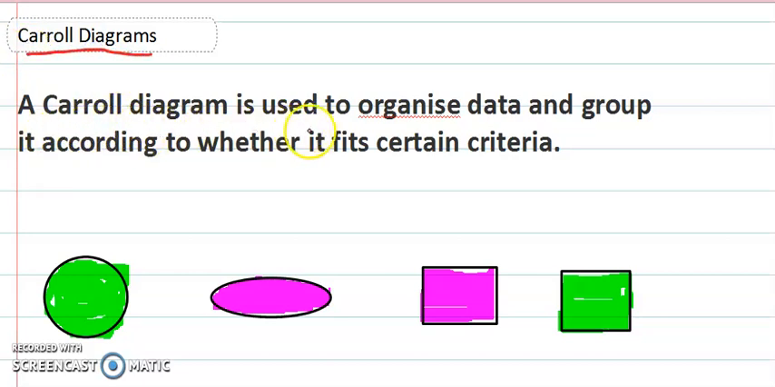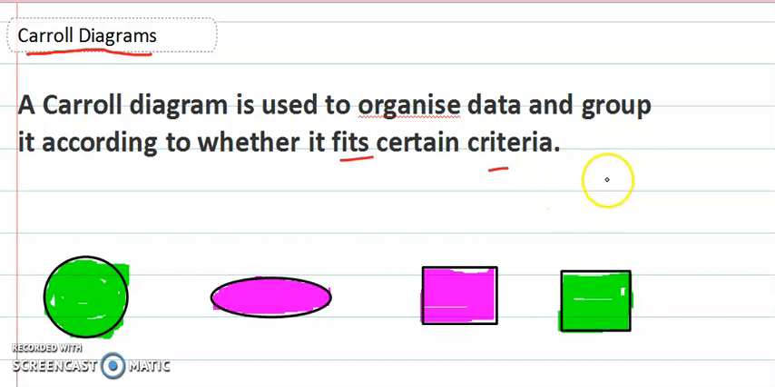A Carroll diagram is used to organize data and group it according to whether it fits certain criteria. Whenever we make a Carroll diagram, it's actually a way of sorting things. It helps us make groups of things according to different features they have. As we know, for one thing there can be a lot of features. When we make a group, that group will point to one particular feature only.